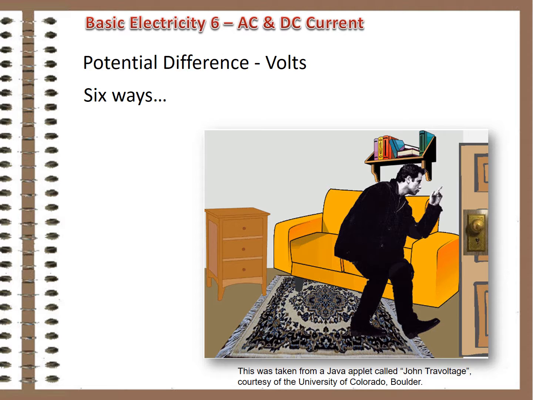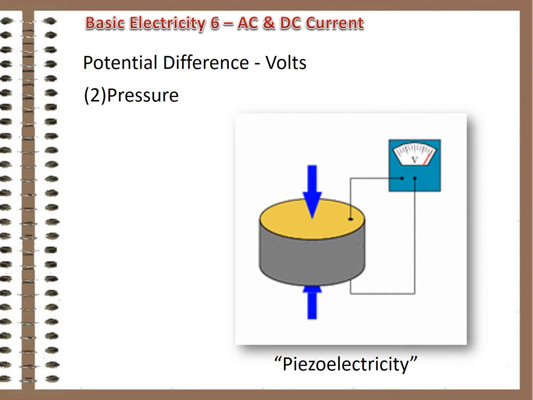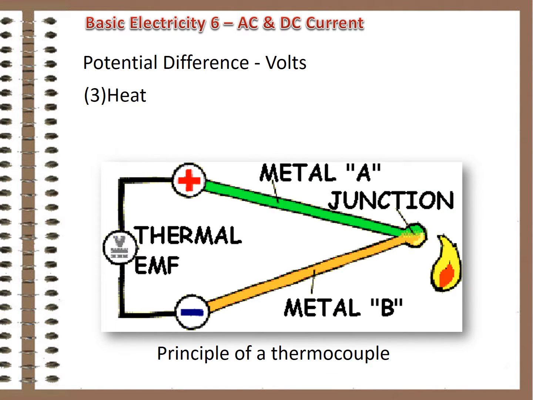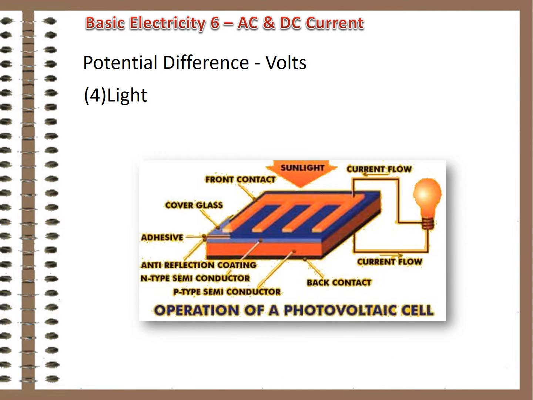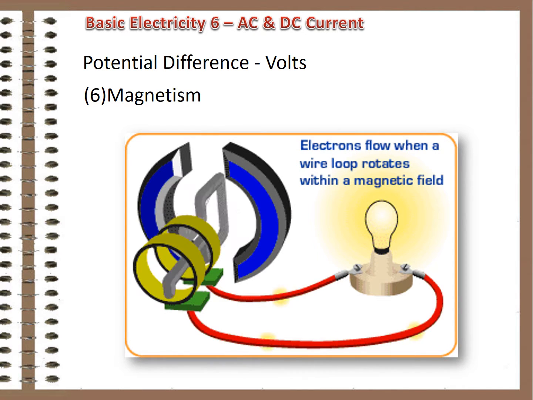There are 6 ways to separate the normally equal positive and negative charges that exist in most atoms. The 6 are friction, pressure, heat, light, chemical reaction, and magnetism. Sound familiar?